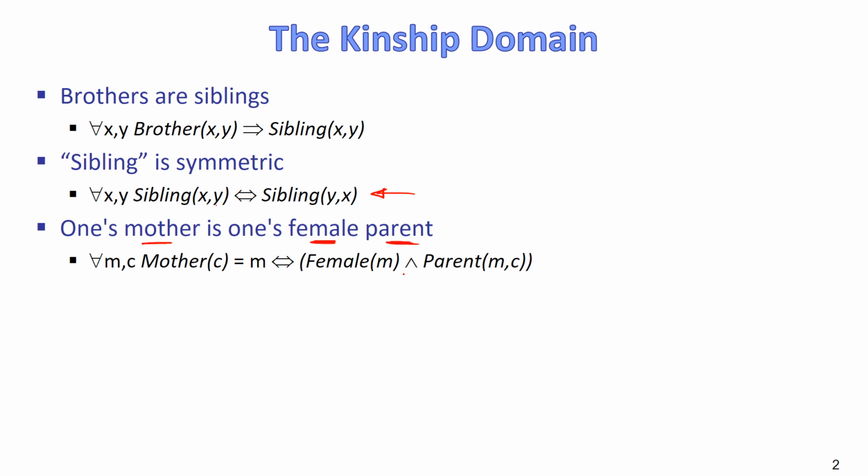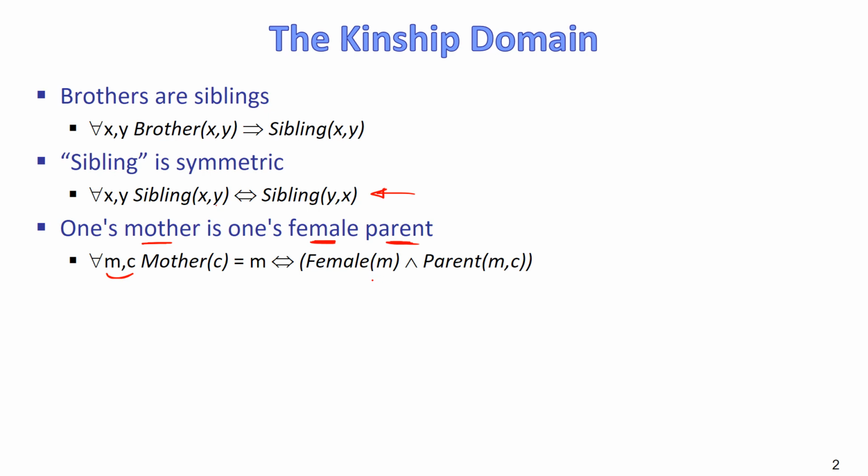Look at this. What does this mean? For all M and C, that means that for any two persons in the world called M and C, if the mother of C equals M, if and only if M is female and M is the parent of C. Okay, so M is the mother of C if and only if M is a female and M is the parent of C.